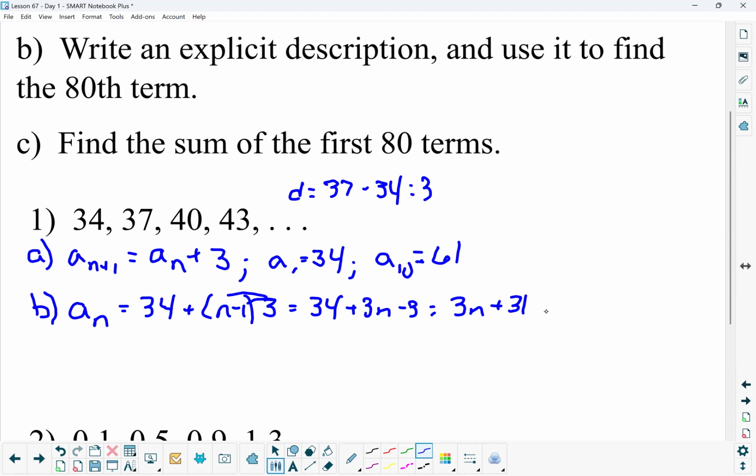I want to find my 80th term. So I plug 80 in for n. 3 times 80 is 240, plus 31. So I have 271 for my 80th term.